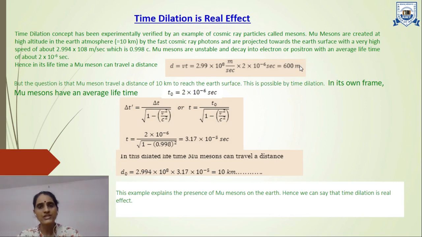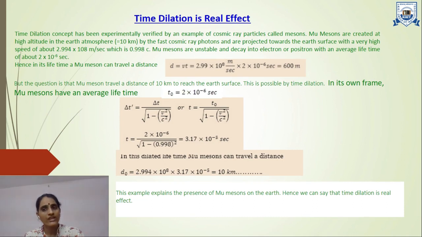Now the question arises: when the mu mesons are created at an altitude of 10 km, a substantial amount of mu mesons were observed on the surface of Earth. How does this mu meson reach the Earth's surface when the distance is 10 km? This possibility was explained by considering the time dilation effect.